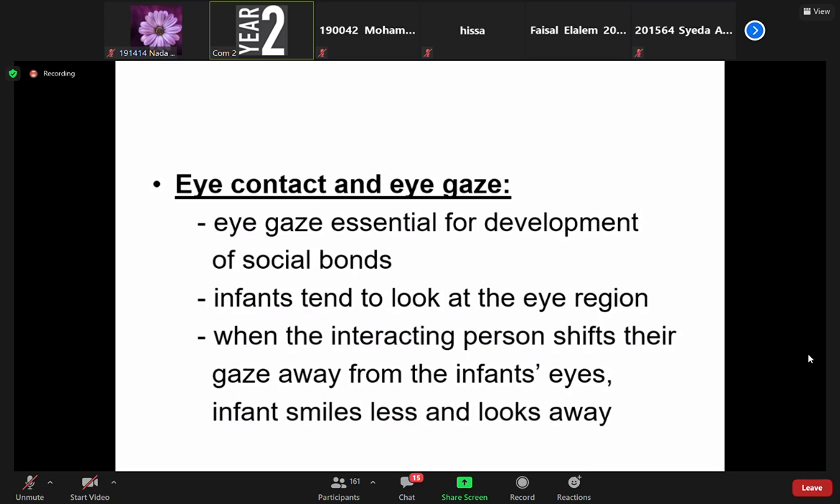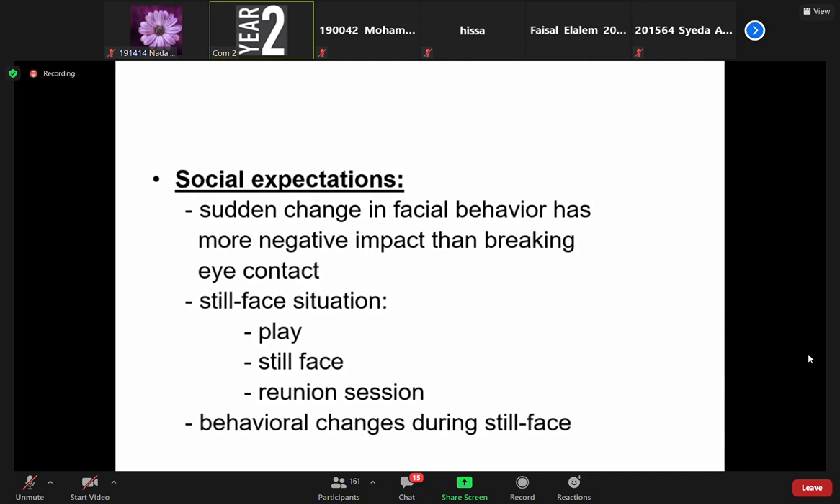But when the interacting person shifts their gaze from the infant's eyes, the infant kind of withdraws. So when engaging with an infant, they look at you, and when you don't look at them anymore, it disturbs them, and then they kind of regress. So a sudden change in facial behavior has more negative impact than breaking eye contact. The sudden change, again, is something that they don't understand.